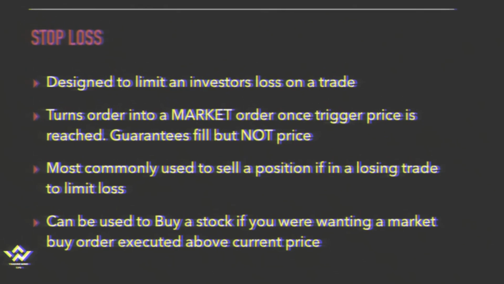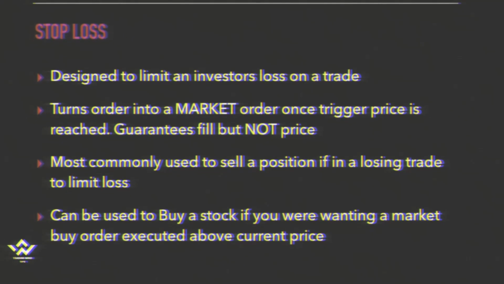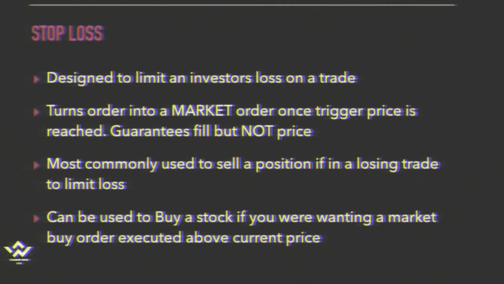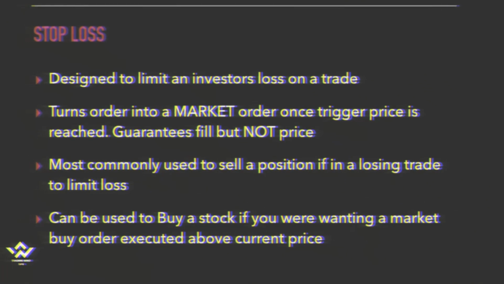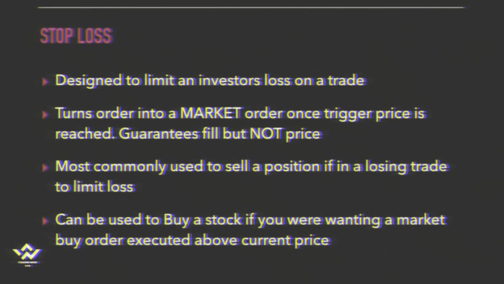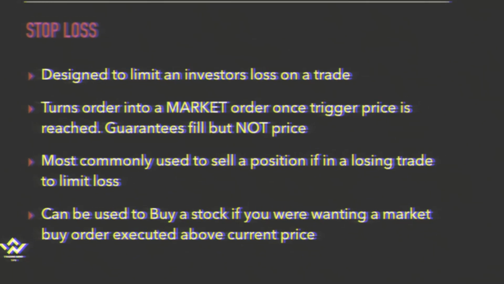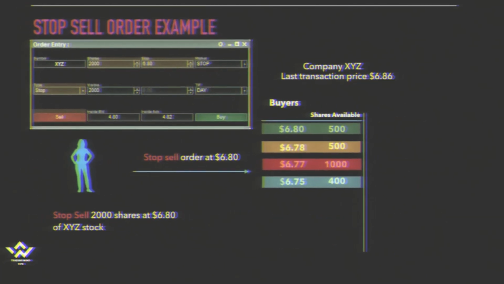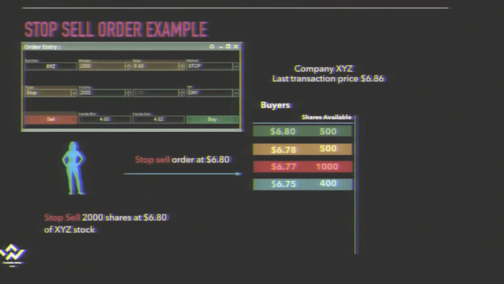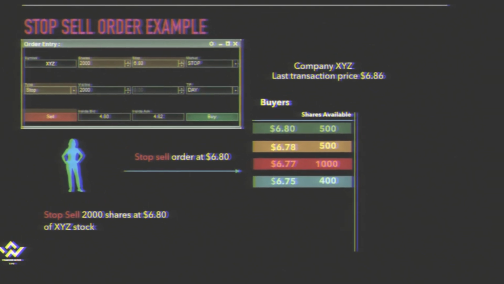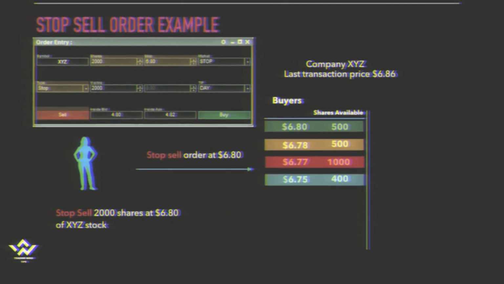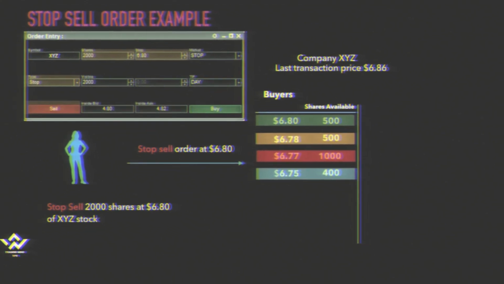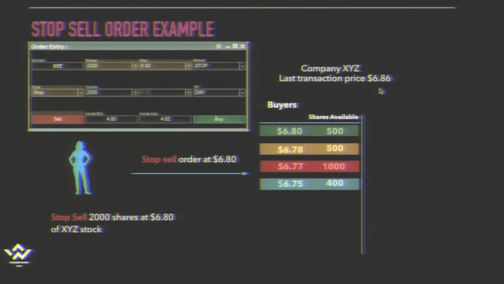To make this type of order, you would enter the number of shares and the price that you want a market order to be triggered. You can use stop orders for either buying or selling, but we'll use a sell stop order for our example. Let's say that you did acquire your full 2,000 share position at $7. But instead of the stock price going up as you planned, it goes down and is currently trading at $6.86.